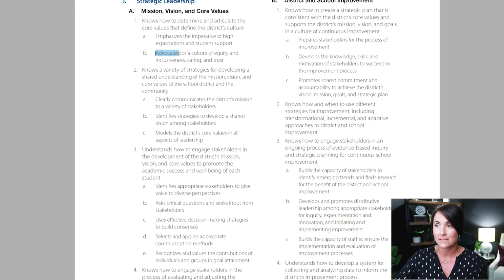You want to grab that as part of your good word strategies. We're going to talk more about the good word strategies in a second, but all of the information under the specs is really important. Like, take a look here. This word: advocates for a culture of equity and inclusiveness, caring and trust. Those are good words when we're talking about strategic leadership. You're going to be the superintendent of an entire school district. You have an entire community you are leading here. So we have to really focus in on that advocating for people in your community, all people in your community.